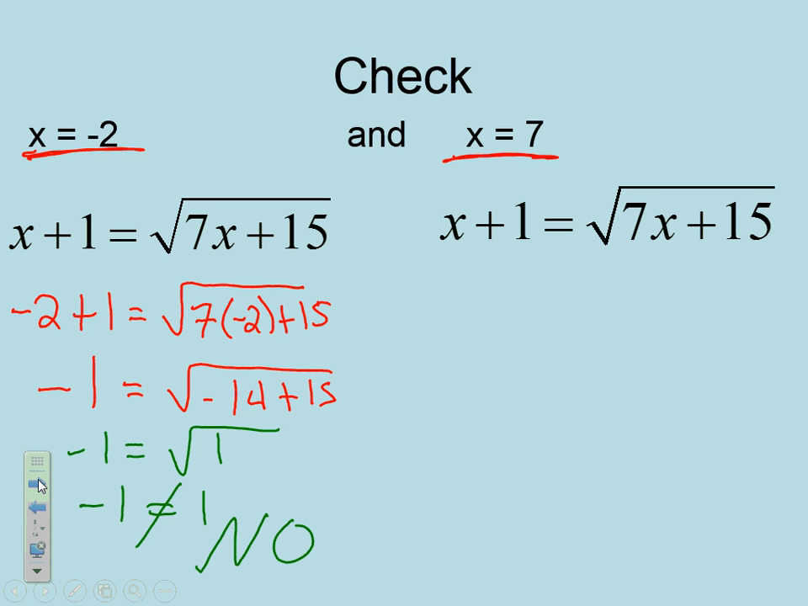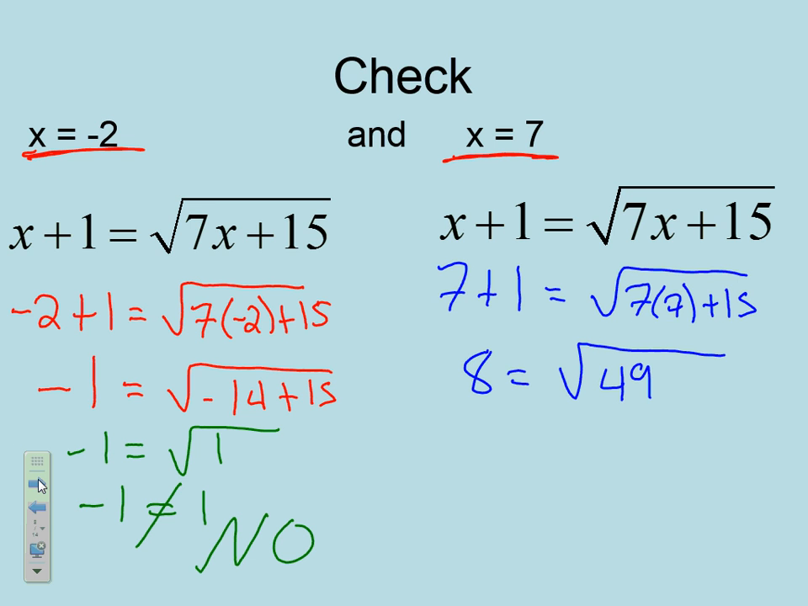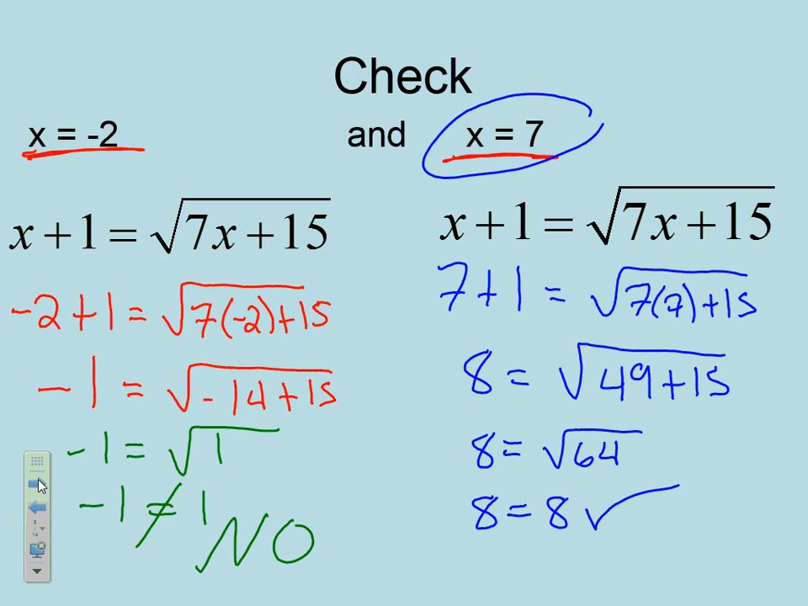But we can check to make sure 7 is a solution. So we're going to have 7 plus 1 equals the square root of 7 times 7 plus 15. 8 equals the square root of 49 plus 15. 8 equals the square root of 64. And 8 indeed equals 8. So we are happy. 7 is a solution. But it's very important: negative 2 is not.